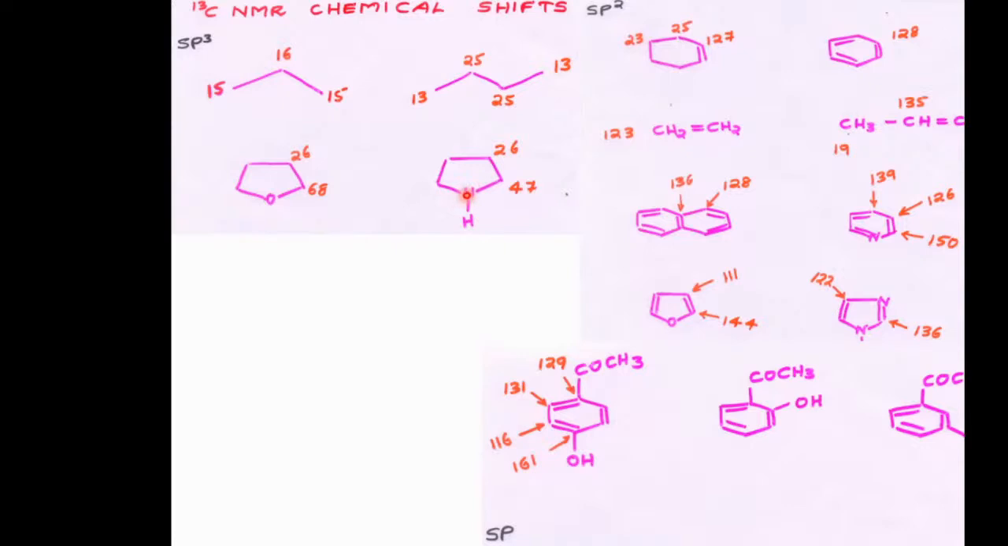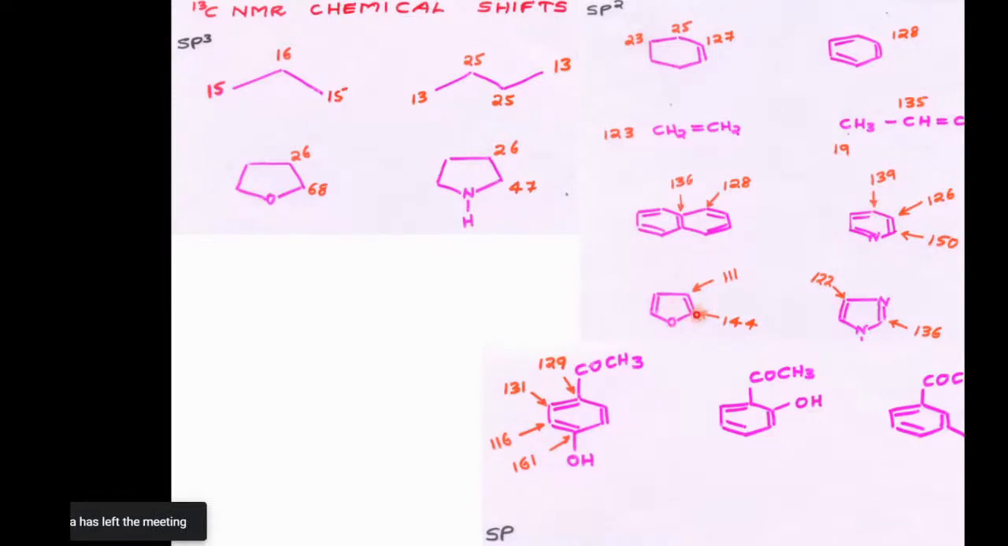Again, effect of electronegative nitrogen, 47 for this carbon, whereas only 26 for this carbon. Now, in the case of fused aromatic systems, at the ring junction, the carbon could be deshielded, 136, whereas only 128 here. Then the effect of the electronegative atom is seen here. The adjacent carbon is highly deshielded, 150, whereas only 126 here. And this carbon is like a para substituent. This is like having an electron withdrawing substituent at the para position. Therefore, this is deshielded.